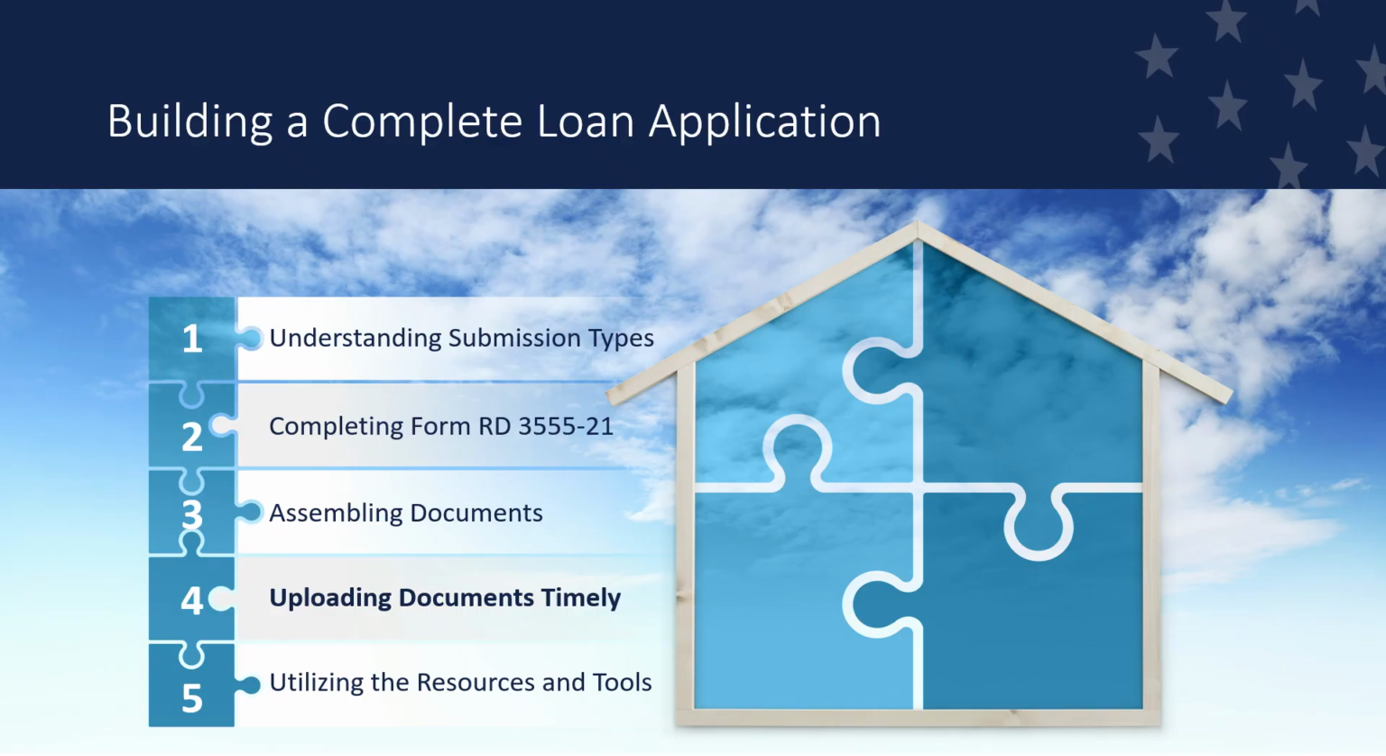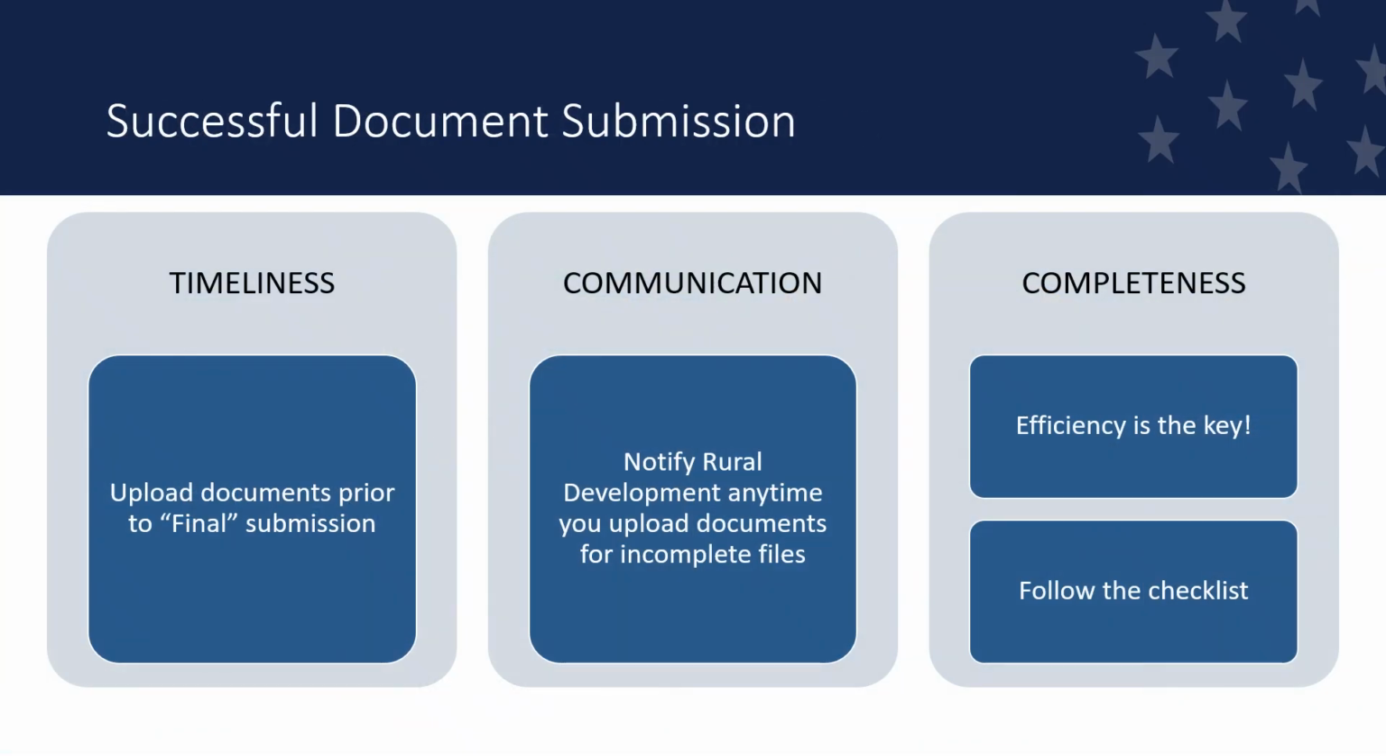The fourth step is to upload your documents. It is very important that you upload all required documentation in a timely manner. When a lender requests a final submission in the GUS, it triggers a notification to Rule Development that the application is ready for the agency to review. If documents are not uploaded when Rule Development begins reviewing the application, the lender will be notified that the application is incomplete and documents need to be uploaded.